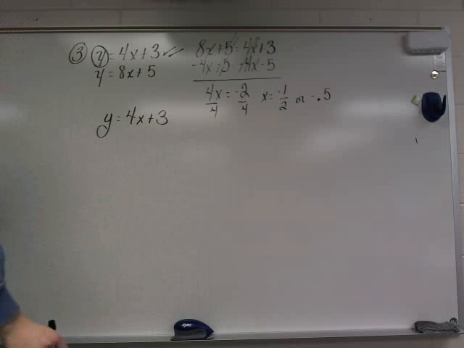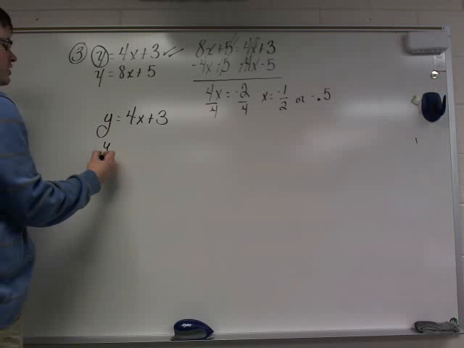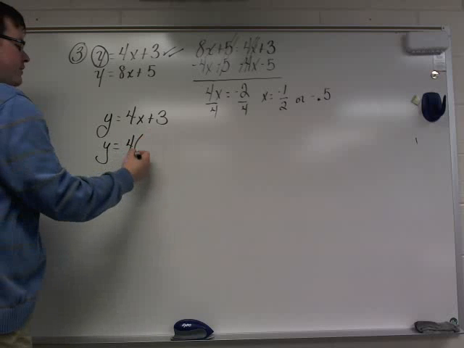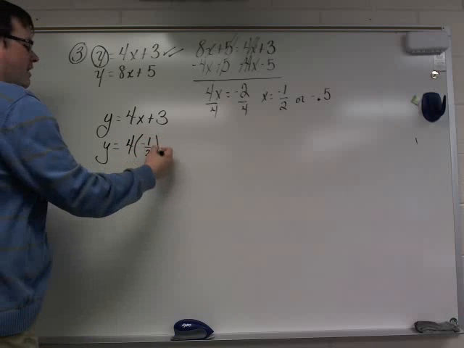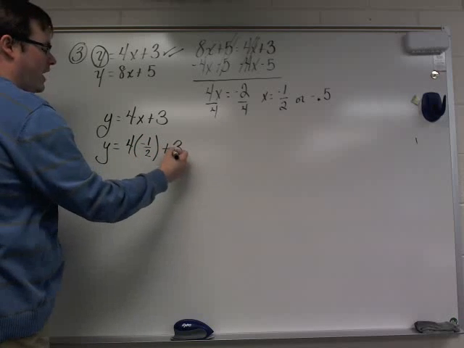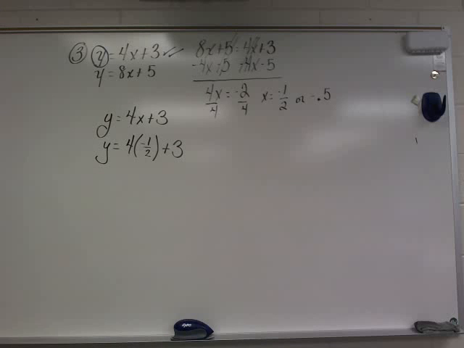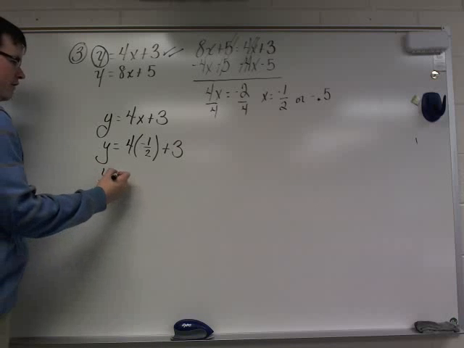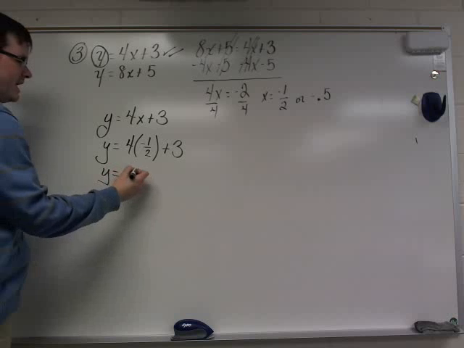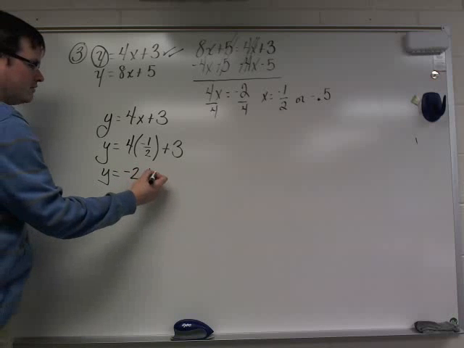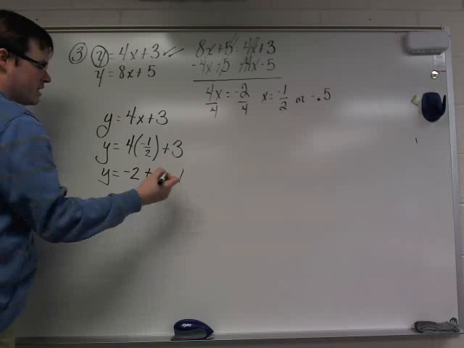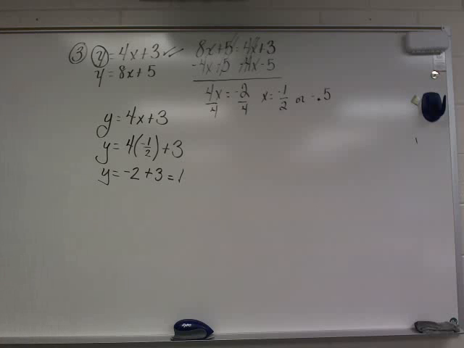Again, what I'm doing here is I'm going to change x into negative 1/2. Why? Because I just figured out that x is negative 1/2 or negative 0.5. Well, if I change x into negative 1/2, now I have 4 times negative 1/2 plus 3 is the same thing as y. Well, that's simple enough. 4 times negative 1/2 is negative 2, and negative 2 plus 3 is going to give me 1. So y must equal 1.